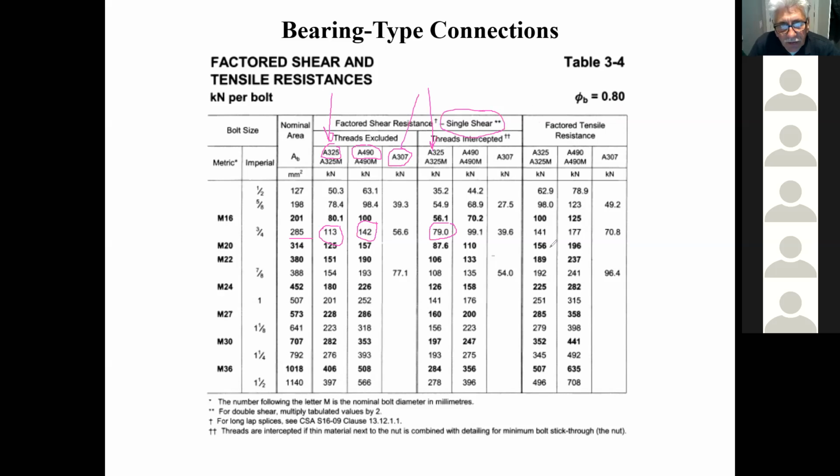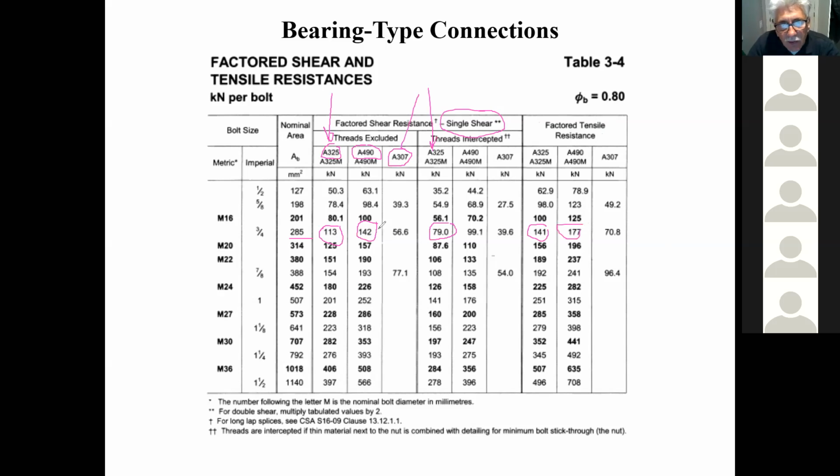And this is for TR. In other words, if your bolt is in tension, you can appreciate that the tension resistance of a bolt is higher than the shear resistance. For the same diameter, you get more tensile resistance than you have in shear. And of course, if you're using A490, the tensile resistance is always higher than the shear resistance.